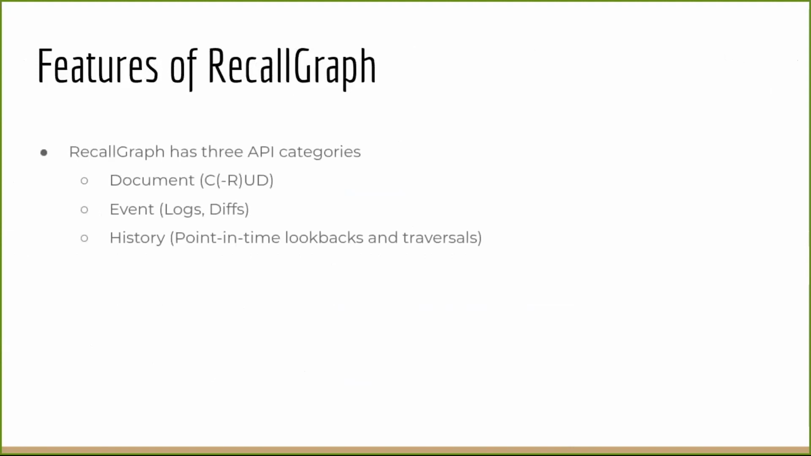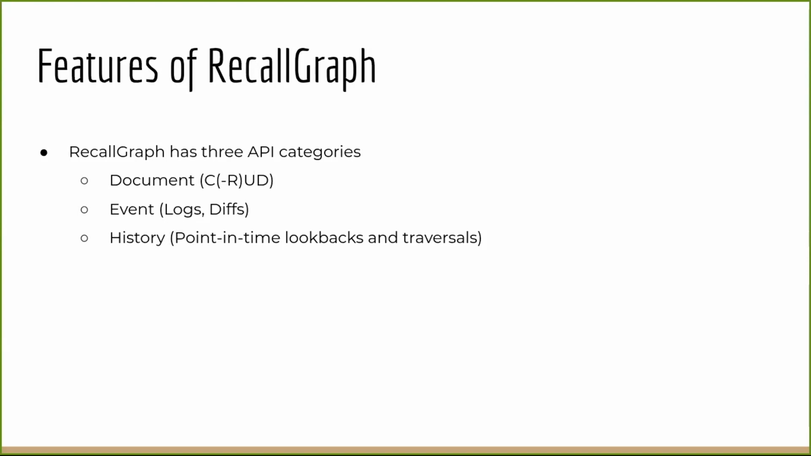So let's go a little bit into the API categories of RecallGraph. It's basically split into three different categories. The first category is the document category, which is essentially the CRUD API minus read operations, because reads in RecallGraph are necessarily temporal by nature, and therefore I have created an entirely different category for them. So all the write operations, create, update, and delete, are contained within the document API category.